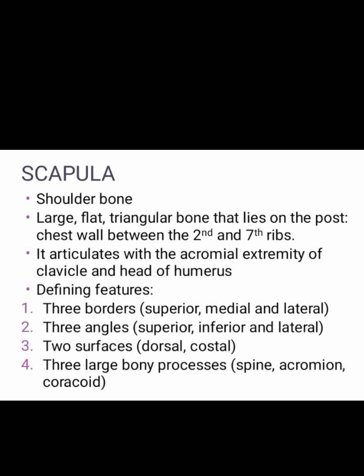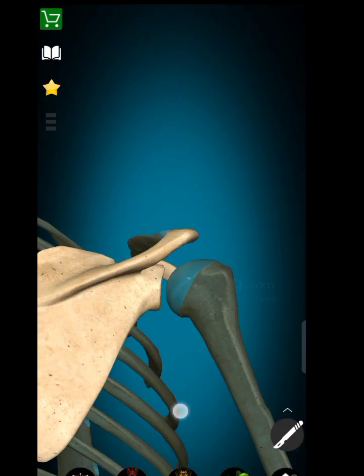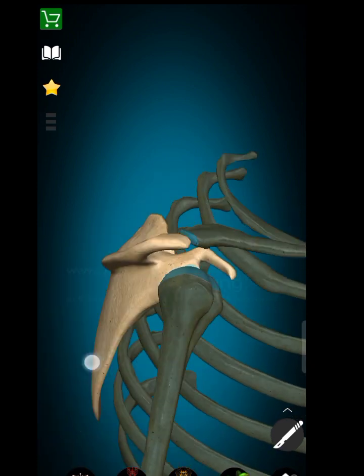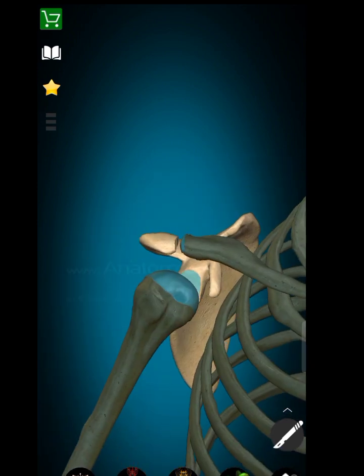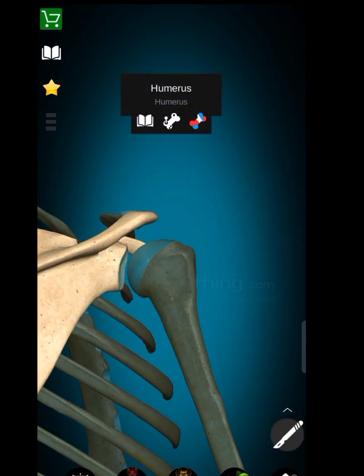Now let's see the scapula and its articulation. The scapula is a triangular bone. It has two articulations with bones. The first articulation is with the clavicle. At this point, this is called the acromioclavicular joint, while the second articulation is with the humerus. At this point, this is called the shoulder joint.